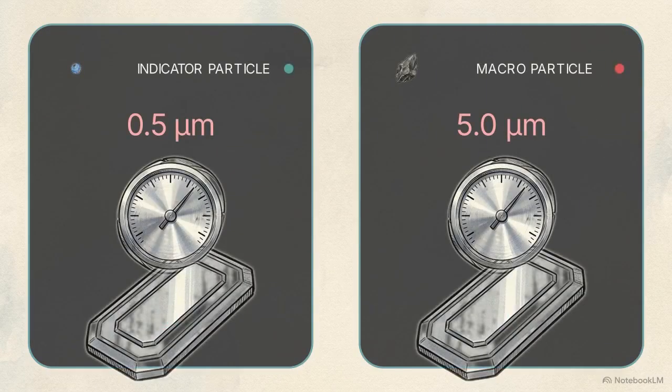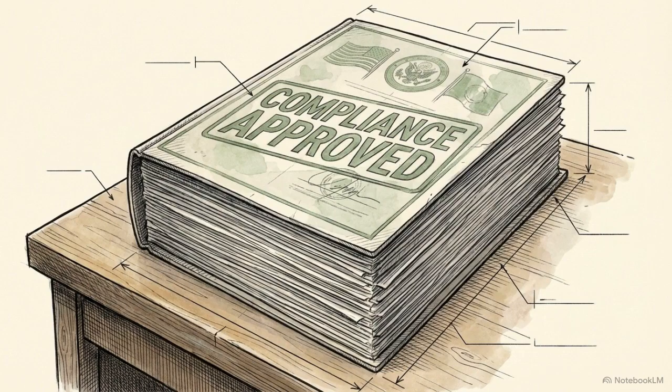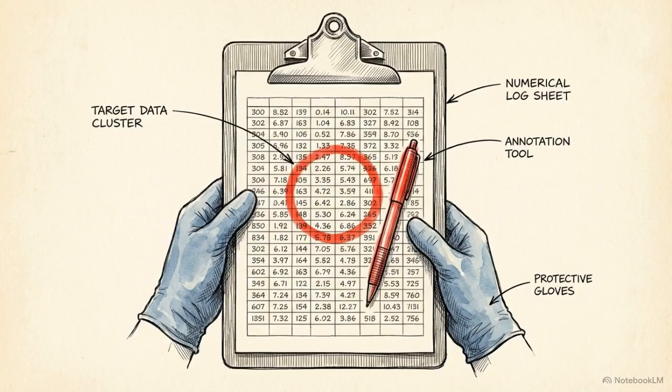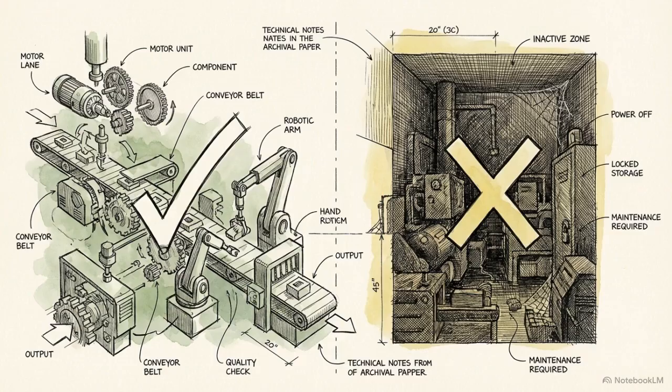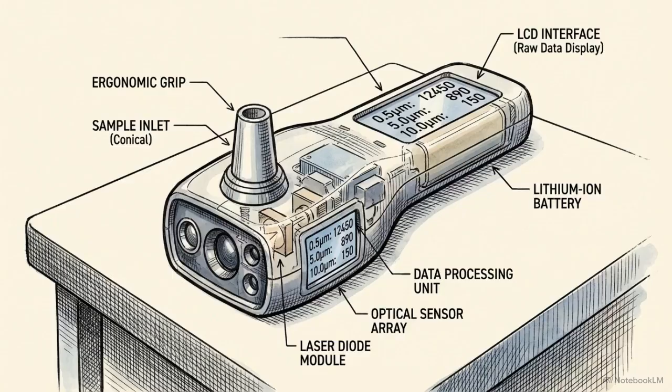In this breakdown, we are going to decode the exact data these machines output, specifically the 0.5 and 5.0 micron readings, so you can prove your cleanroom compliance to regulatory bodies like the FDA and EMA. If you have your latest particle counter logs nearby, grab them now. We are going to go through a step-by-step diagnostic. Understanding exactly how to interpret these two numbers determines whether your facility passes its next audit or faces a catastrophic shutdown. Step 1 is understanding how this machine captures its data.